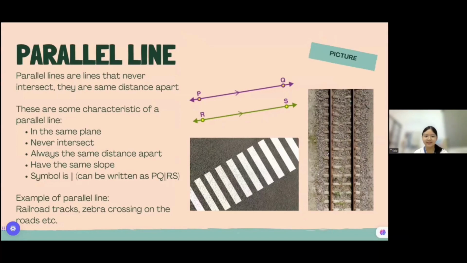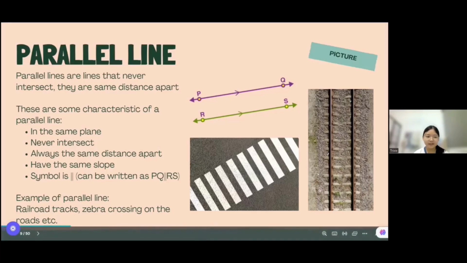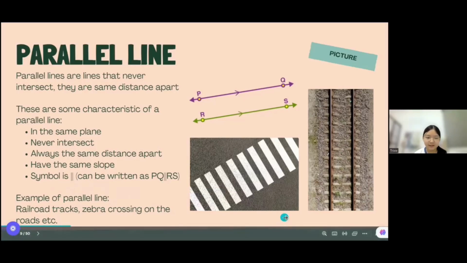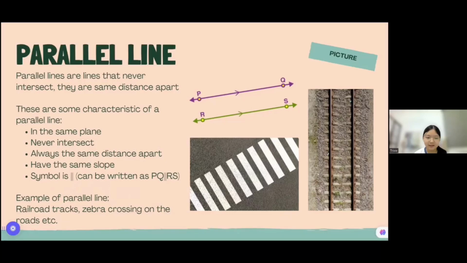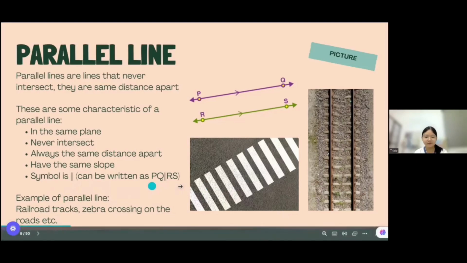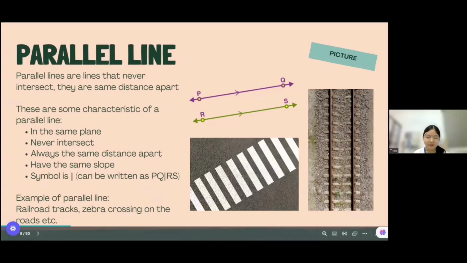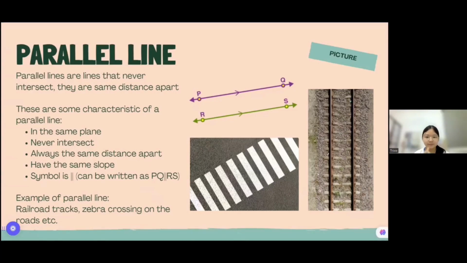Parallel lines are lines that never intersect and are the same distance apart. There are a few characteristics of parallel lines. Parallel lines are always in the same plane and never intersect. Parallel lines are the same distance apart and have the same slope. The symbol for a parallel line is similar to 11. For the picture given beside, PQ is parallel to RS. There are a few examples of parallel lines in real life, for example, railroad tracks, zebra crossings on the roads, etc.